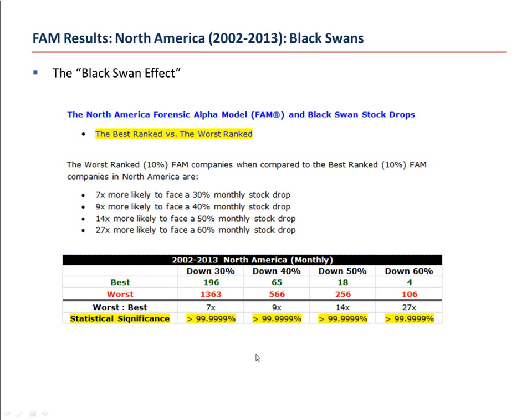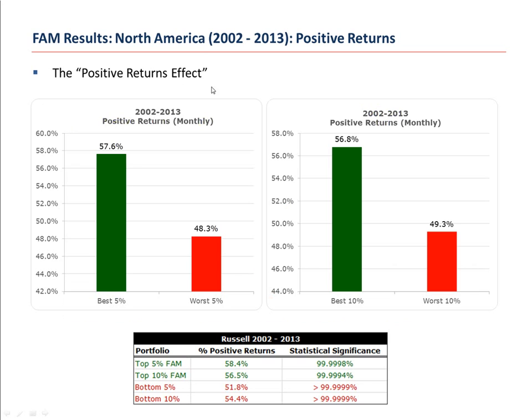And if you're curious about statistical significance, which you should be, the statistical significance is greater than 99.9999 and 108 decimals out. In other words, it's absolutely certain that the best rated companies show far fewer black swans, large stock drops, than the worst ranked companies. So this is the first phenomenon that's driving FAM results: the worst rated companies black swan and the best rated companies don't. Effect number 2 I call the positive returns effect.